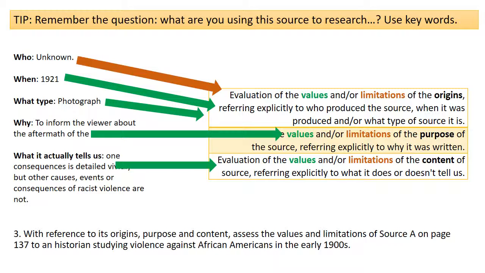What does it actually tell us? Well, there are some values. So as we've said, it focuses on the aftermath of one particular event. But obvious limitations are that, like lots of primary sources, especially photographs, it just can't tell us that much. So give an example in your answer when you're trying to explain what it doesn't tell us.